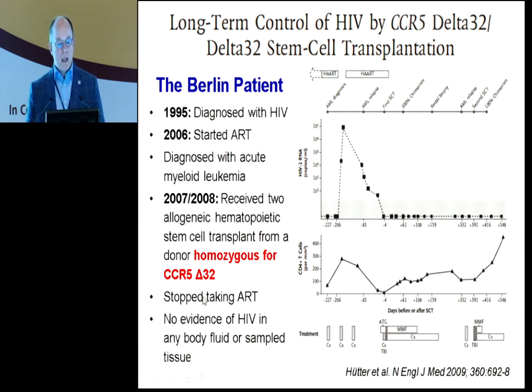And after he successfully got his stem cell transplant, he eventually stopped taking antiretroviral therapy, and there was no evidence of HIV in any body fluid or sample tissue, including CSF, I feel obligated to say. So this just shows his viral load over time, and you can see not even a blip, absolutely no HIV, and his CD4 count recovered over time. And so he's remained HIV negative and is thought to be truly cured.